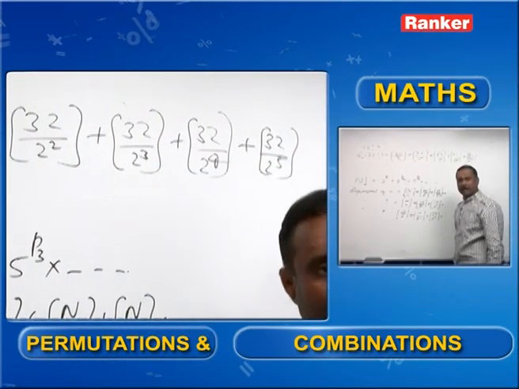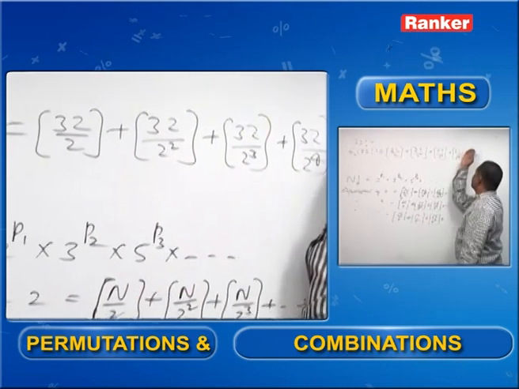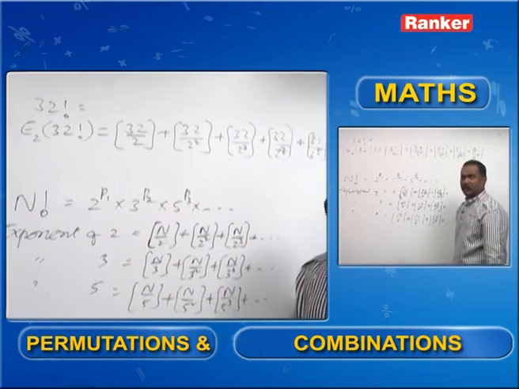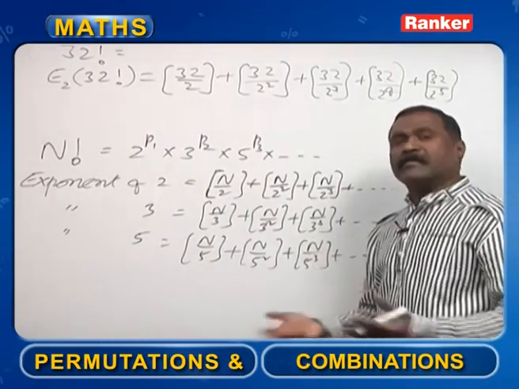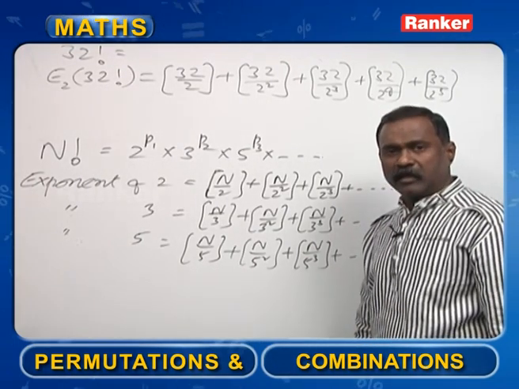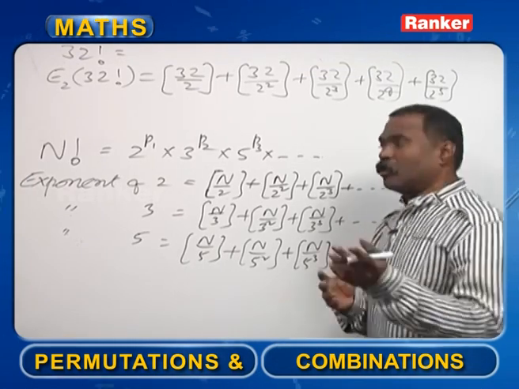What is 2 power 5? 32. What will be 2 power 6? 64. More than that, it becomes a proper fraction. A proper fraction means it will be less than 1, and less than 1 means the step value becomes 0. Step value means greatest integer function. You all know that.